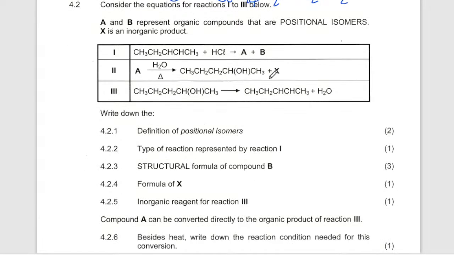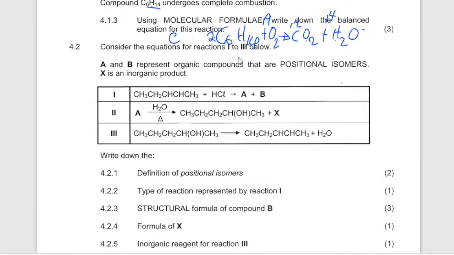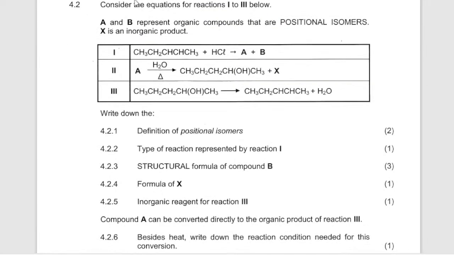Let's go to the next question. Consider reactions 1 and 3. Kids, I hope you guys pass. Consider reactions 1 to 3.